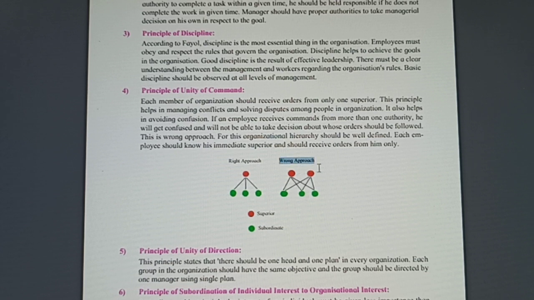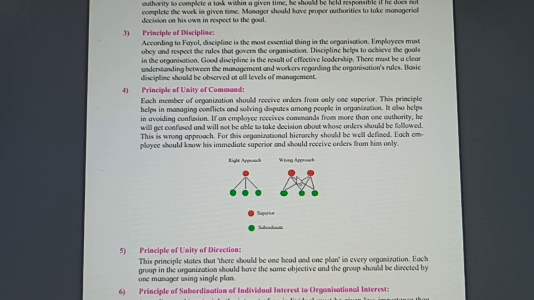Here you can see the wrong approach. Wrong approach means there are two bosses and three employees working under them, three subordinates. But these three subordinates don't know whom to follow, whose orders to follow, because there are two superiors for them. One superior gives them orders in the morning, one superior gives them orders in the evening. So they are confused whom to follow. So there should be a right approach where only a single boss is giving the order. One superior, many subordinates. There should not be many superiors.